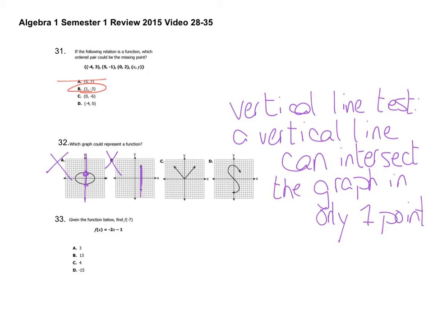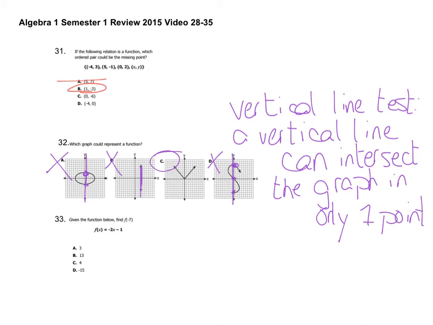Let's look over here at D. Since the y-axis intersects it in more than 1 point, not a function. That leaves C. Any vertical line through here only intersects that graph in one place. So C is the function.